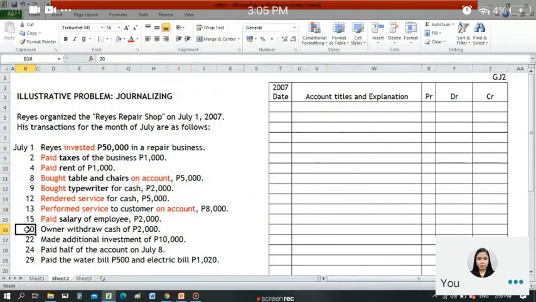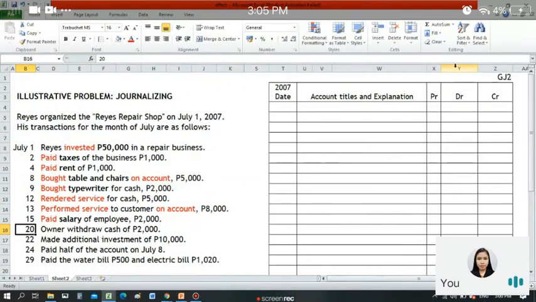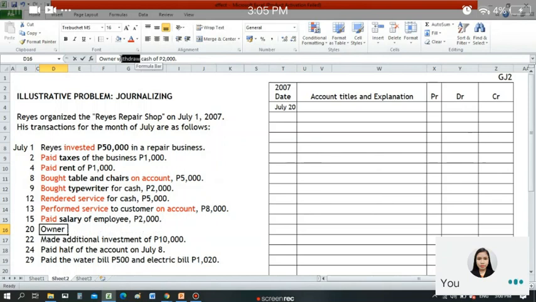So our next transaction is on 20. Same procedure, since you're already using another sheet, magkakaroon ka ulit ng panibagong pagsusulat ng month. So July 20. On July 20, owner withdraw cash. So the transaction is withdraw. Ano yung wini-withdraw? So this is cash.